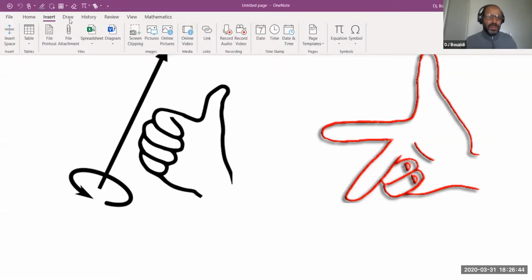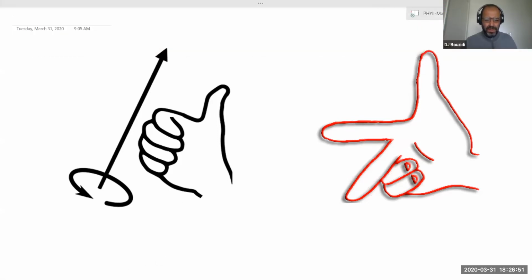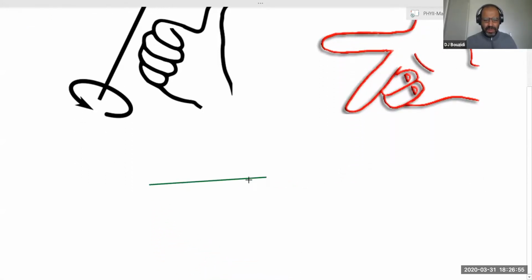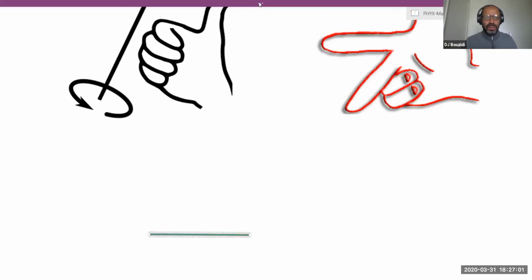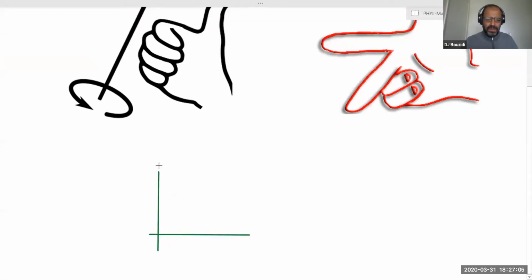Okay, what kind of drawing tools do we need in here? We want the straight lines, not the ones drawn by hand. So this is what looks like the x-axis for me. And let me draw another line in here. And this is the y-axis.